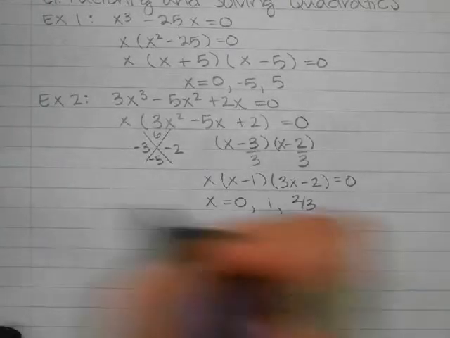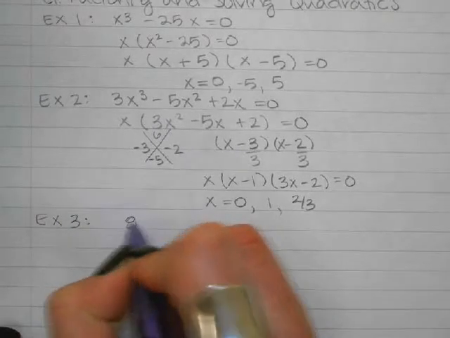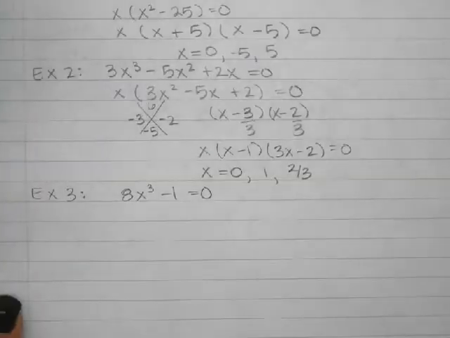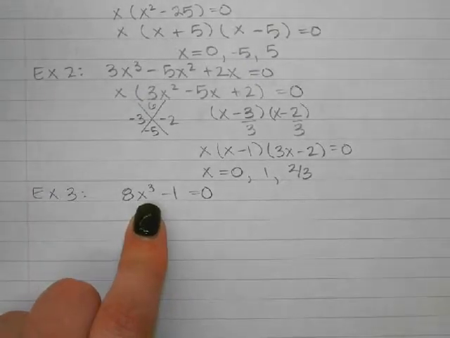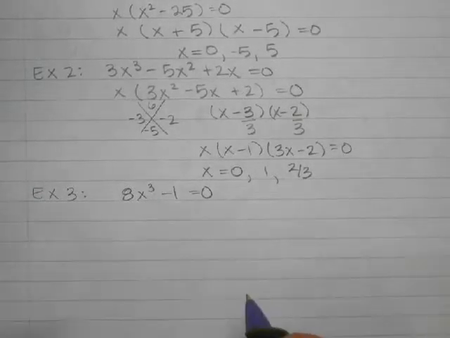All right, example 3, 8x to the third minus 1 equals 0. So this one is actually the difference of cubes, which you probably haven't seen a lot of. It doesn't show up all that often, to be honest, but I wouldn't want to not review it and then have it show up. So, difference of cubes.